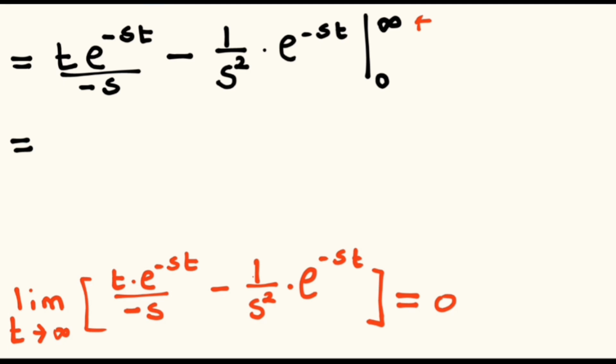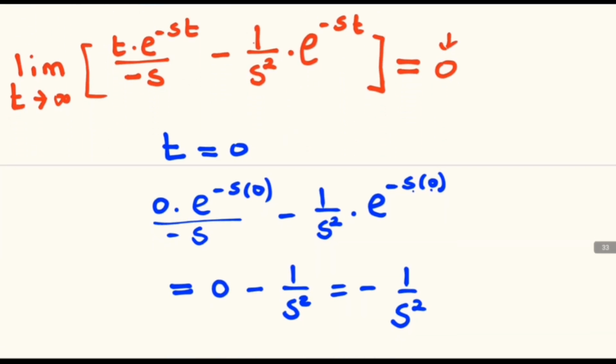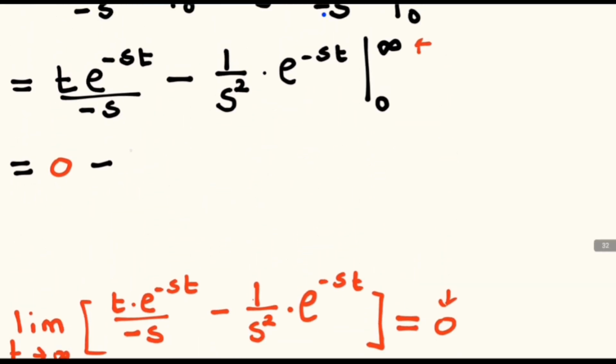So from here we can substitute. We have the first limit at infinity equal to 0 minus the second limit at 0, which we calculated as negative 1 divided by s squared. So we have the negative 1 divided by s squared, and the negative multiplied by that negative will be positive, and we'll be left with 1 divided by s squared as our answer.